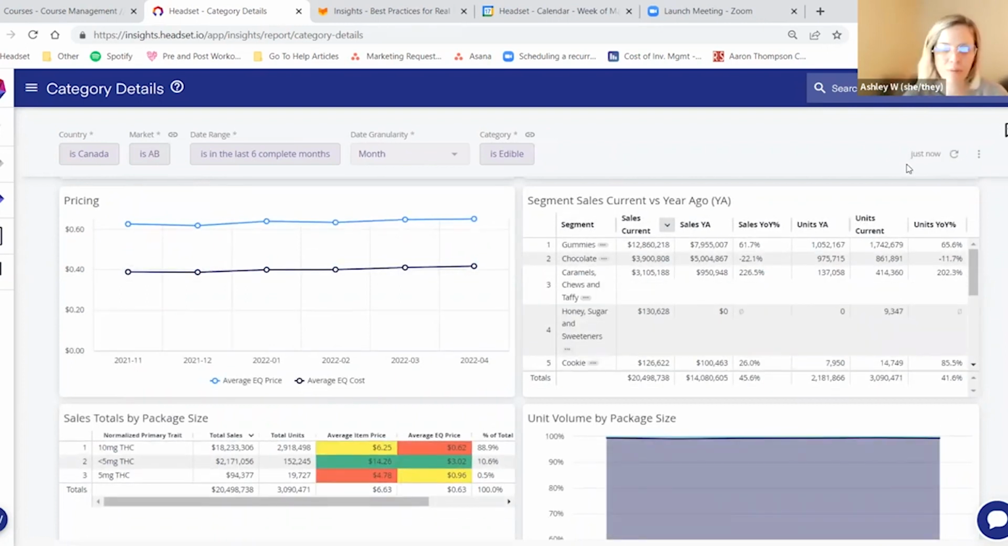6.67. So it does look like prices, average item price for Alberta is a little bit less expensive when we're talking about these 10 milligram packages. So total combined markets was closer to 664. Now we're looking at a 625. So this is just one easy way in app to start to pull that.